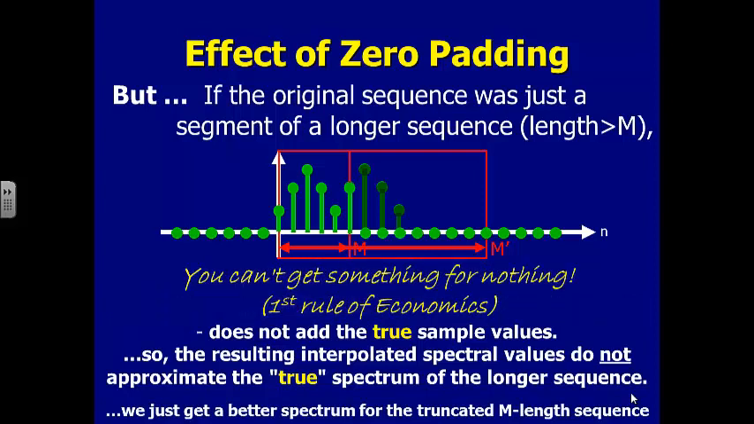And that's the first law of economics. You can't get something for nothing. There is no free lunch. You want a better spectrum, you got to put real data in there.